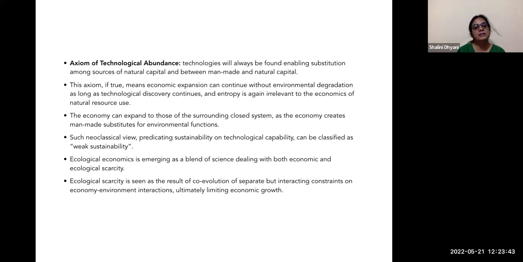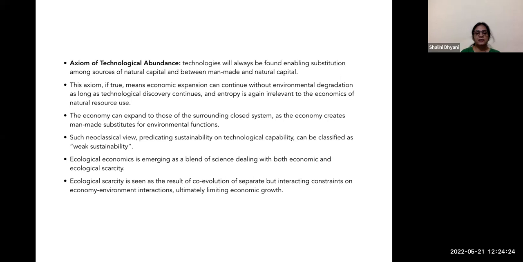But this neoclassical approach predicts sustainability based on technological capability, and it can be called weak sustainability because it doesn't talk about sustainable utilization of resources. It talks about technological interventions that can always find alternatives. But at the same time, in finding alternatives, you will actually deplete the resources that you have. So in this context, we would like to submit that ecological economics will try to address not only economic development, but also the absolute scarcity or ecological scarcity that is taking place.